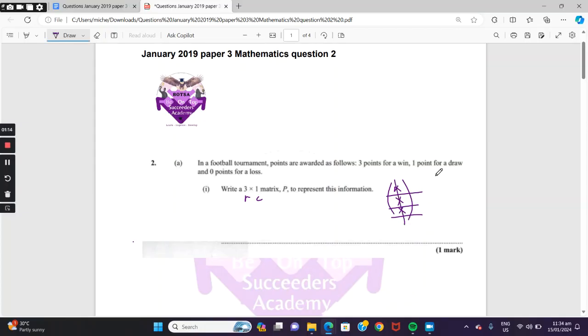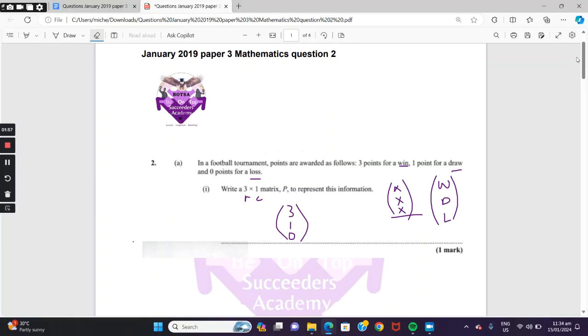Based on the information that they give us, you want to write it in that order, right? So we're going to write the win first, followed by the draw, followed by the loss. So the final answer would look like this: the win was 3 points, because you want to write the numbers. The draw, sorry, was 1 point, and the loss was 0 points. So this is the 3 by 1 matrix here, and you'll get 1 mark for that. I believe that was clear. Hopefully it was to you all.